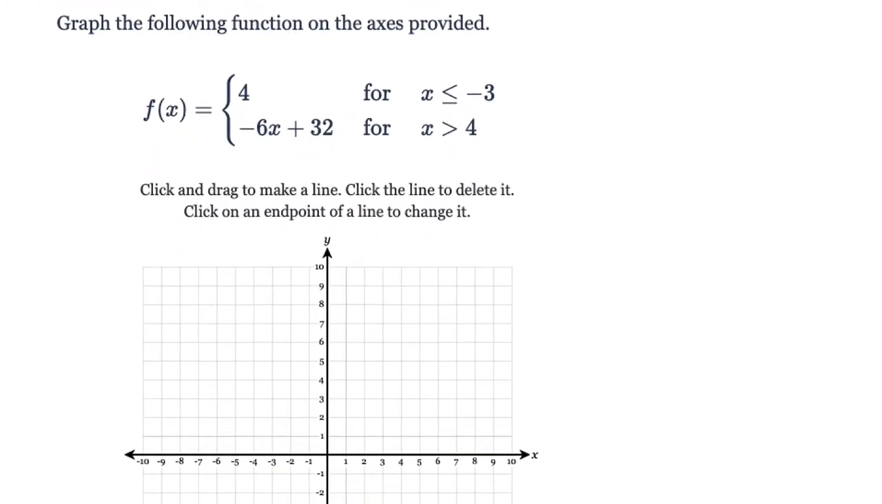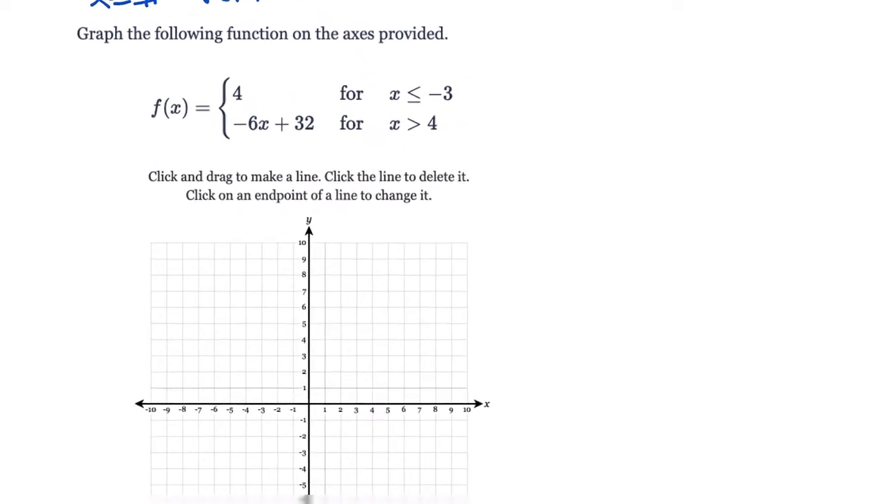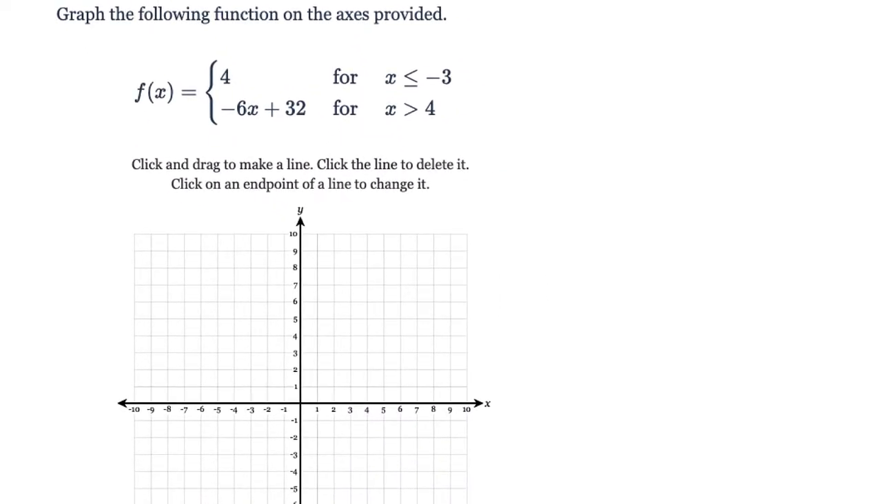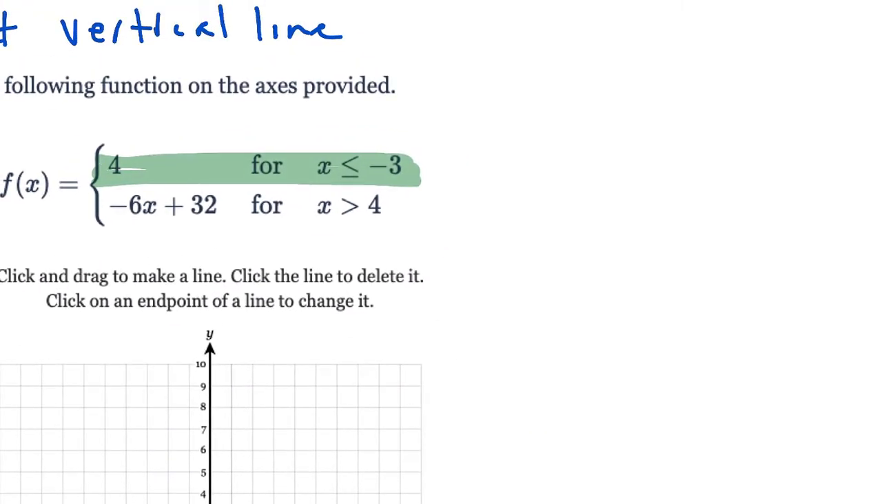So here's the type of question that you're going to have to do. It'll be something like this. It looks more involved. Don't let it freak you out too much. But basically, we're going to draw two different things. The first one is the line. If we were to just look at this part right here, this basically says the line y equals 4 when x is less than or equal to -3.